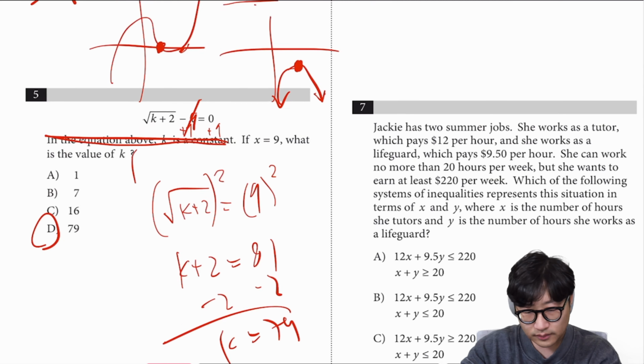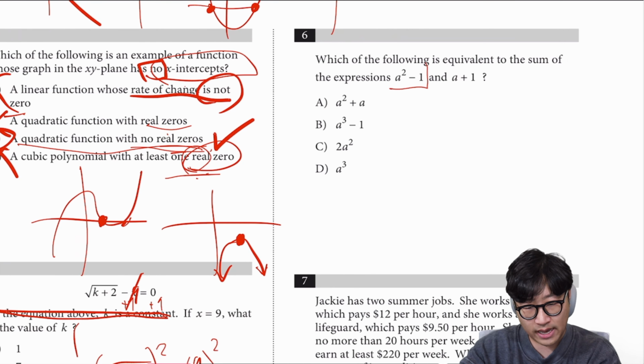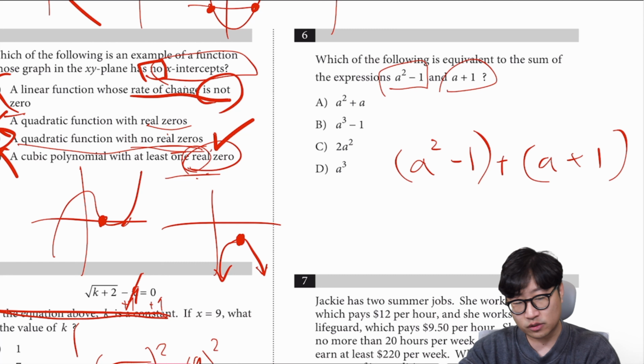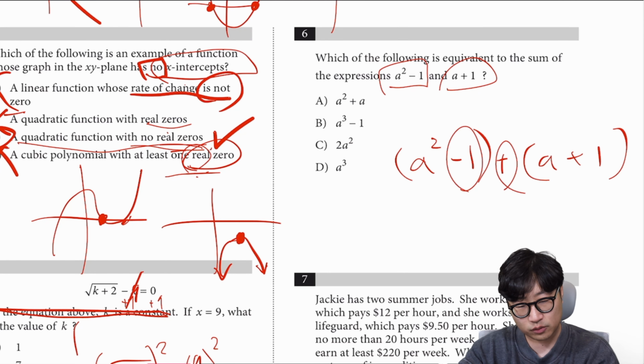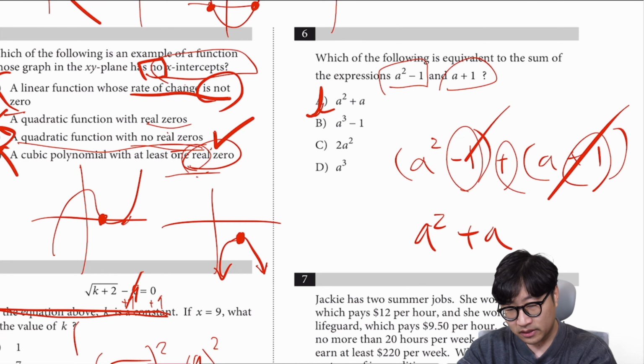Boom. Number 6. Which of the following is equivalent to the sum? So add these two. Okay. A squared minus 1. And then a plus 1. You can't add the a's because one's a square, one's not. And negative 1 plus 1, they just cancel. So that would just be a squared plus a. Answer choice A. Next, number 7.